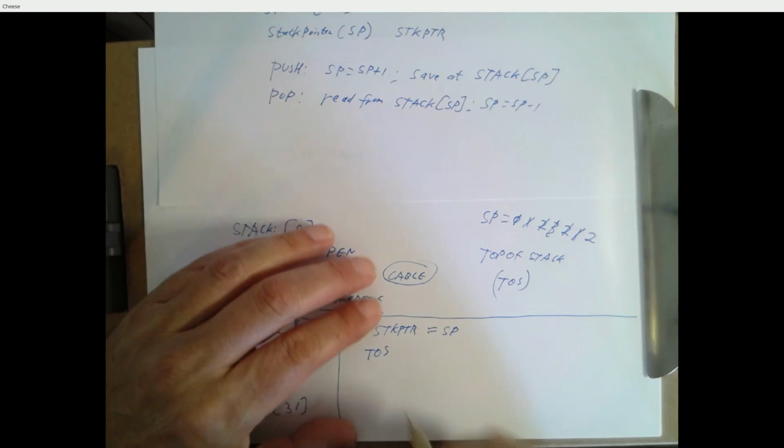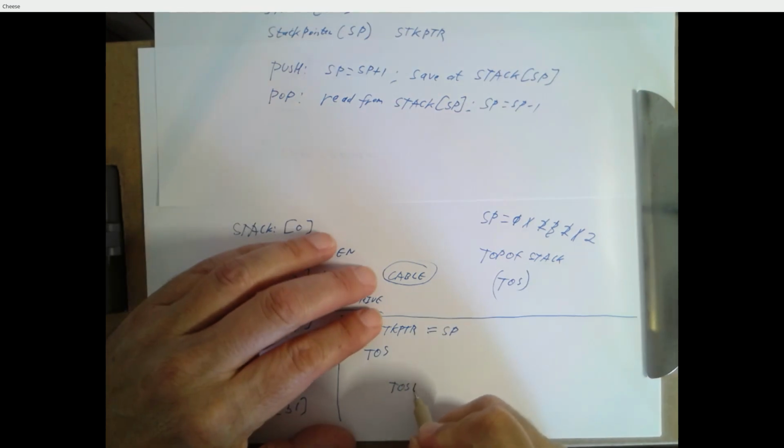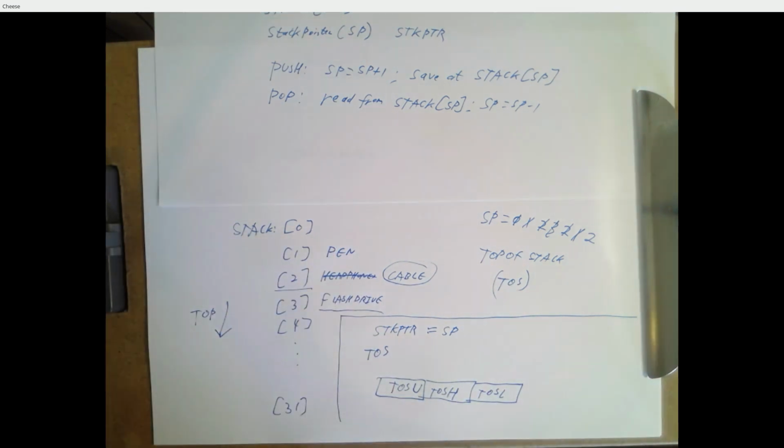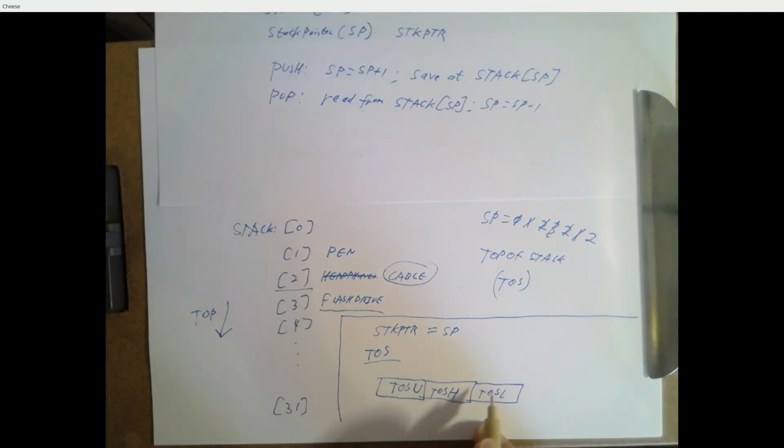So the way the top of stack actually looks is you've got top of stack upper, followed by top of stack high, followed by top of stack low. So you have basically 24 bits of potential information that comprises the top of stack. There is no special function register called TOS. Okay, it's broken up into 3 special function registers, low, high, and upper. So we have to put those together when we're working with a stack.